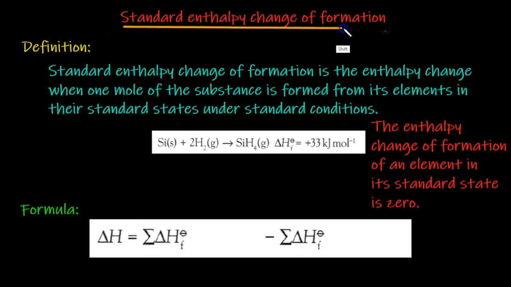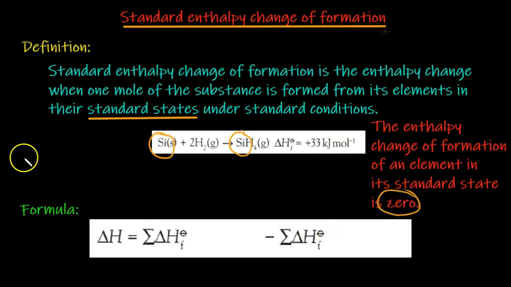So now let's talk about standard enthalpy change of formation. So standard enthalpy change of formation is the enthalpy change when 1 mole of the substance is formed from its elements in their standard states under standard conditions. So here's an example where 1 mole of silicon is formed from its solid state element. An important thing to note here is that the enthalpy change of formation of an element in a standard state is zero. So for example, the enthalpy of formation for Br2 is zero.